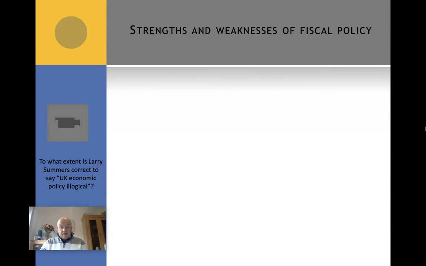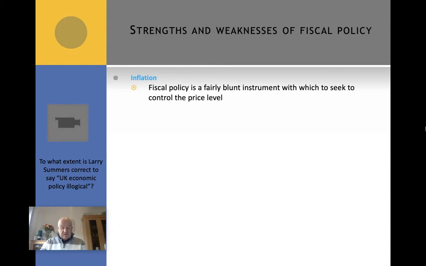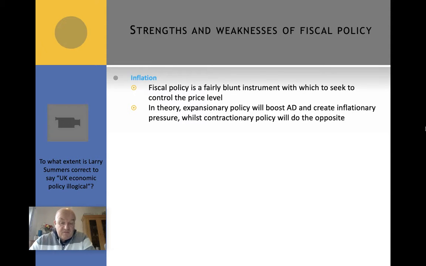Other areas that we can take a look at then, the strengths and weaknesses of fiscal policy. When we're talking about inflation, although to some degree fiscal policy can be used, it's quite difficult to apply the pressure that we need to on prices by fiscal policy. It's considered to be a fairly blunt instrument when we seek to control price levels. Now, in theory, if we've got expansionary policies that should boost aggregate demand, that's going to create inflationary pressures, whereas contractionary policy, where we're reducing the level of demand, should do the opposite. But like we said, quite a blunt instrument and takes quite some time for that to work its way through.